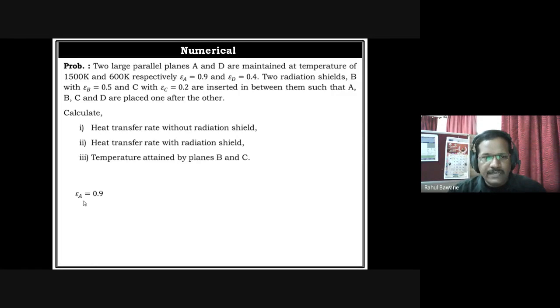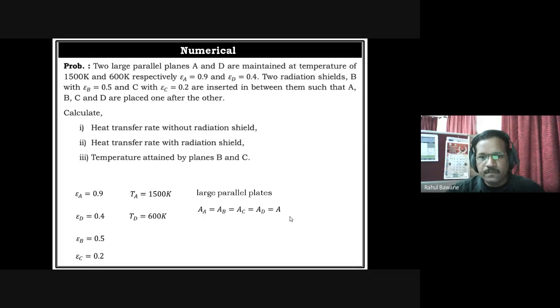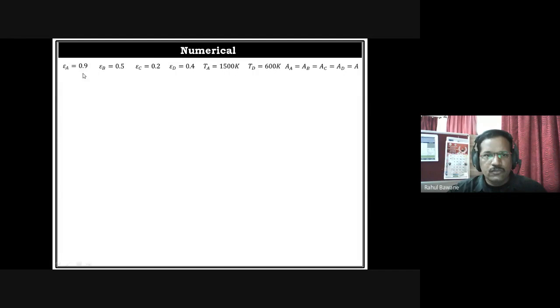What is given? Emissivity of A is given, its temperature is given. Emissivity of D, the second surface, is given, its temperature is given. Emissivity of radiation shields B and C is given. And as it is said, large parallel planes, obviously all have the same area. So area of A, area of B, area of C and area of D will be equal and we will note it as A. So this is our given data.